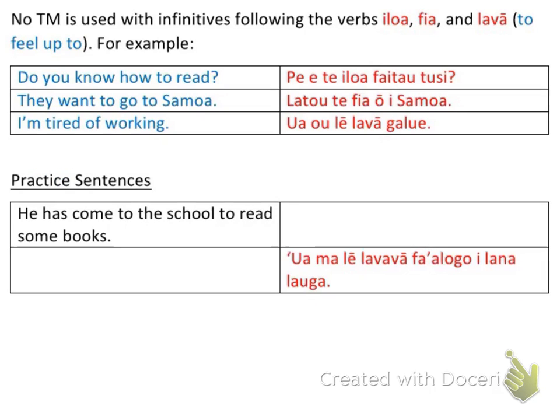No tense marker is used with infinitives following the verbs iloa, fia, and lava. And lava is probably a new word that you have come across, and that means to fill up to, or tired if you say lay lava. So if I say lay lava, then that means you're tired or you don't fill up to it. But if it's just lava, it's to fill up to. Okay, so do you want to know how to read?